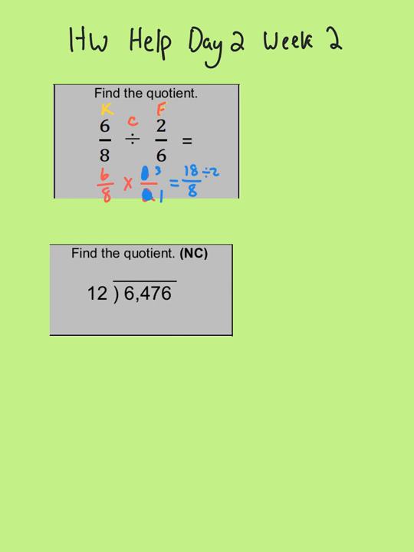So first thing, 12 doesn't go into this 6, which is 6,000, but it will go into the 64 5 times. And 5 times 12 is 60. You subtract and bring down the 7. Now, 12 is going to go into our 47. It's going to go into 3 times, which is 36. Then I'm going to subtract and bring down the 6.